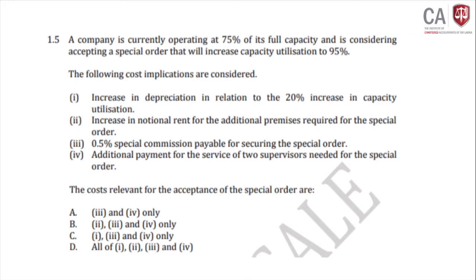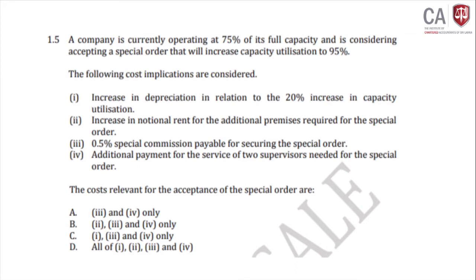If you look at this 1, 2, 3, this is about a special order. Number 1: increase in depreciation, 20% of the increase in capacity utilization. You have utilized more capacity, therefore depreciation has gone up. But depreciation is what? You have incurred a full investment and you are depreciating it over a number of years. So depreciation becomes a notional cost, because the real cash flow happened some time back. Therefore, depreciation is irrelevant for a decision. So number 1 is not relevant.